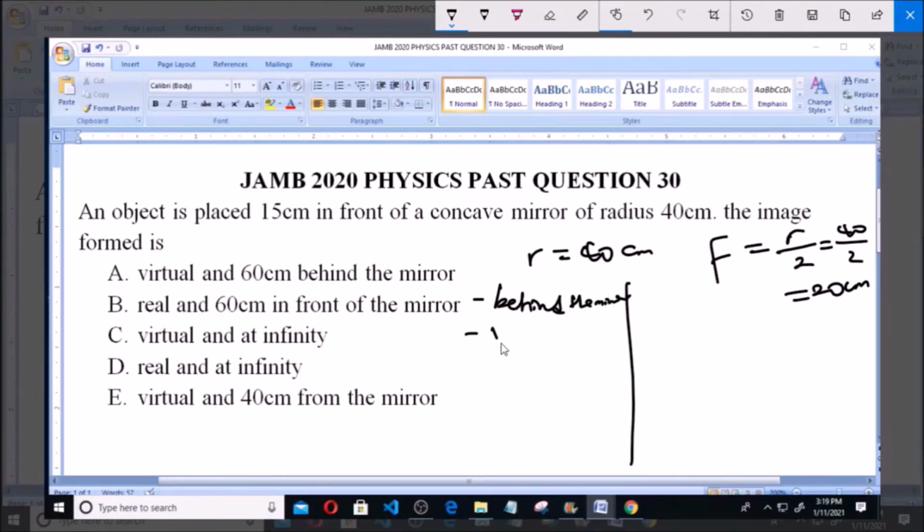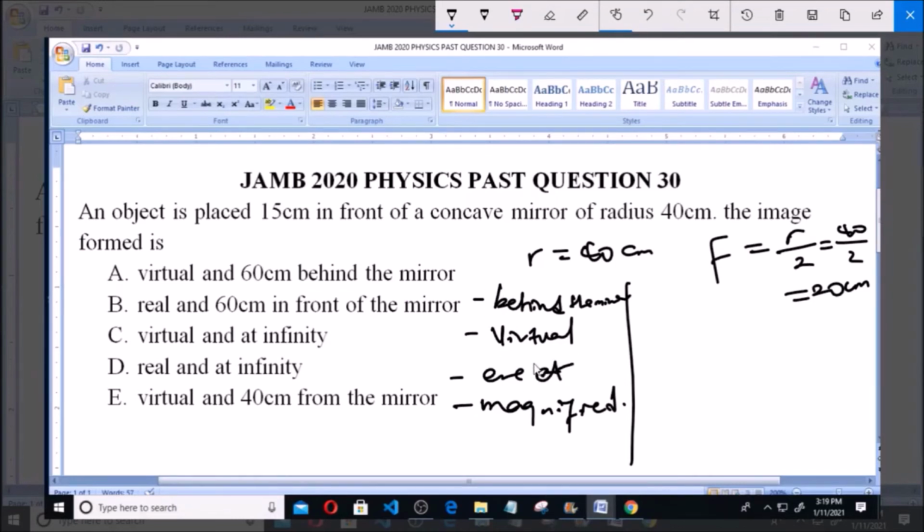Number two, it will be virtual. Number three, it will be erect. And number four, it will be magnified. Now these are the characteristics of an image formed when an object is placed before the principal focus.